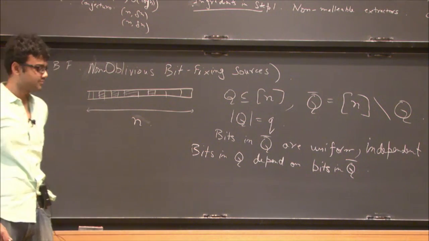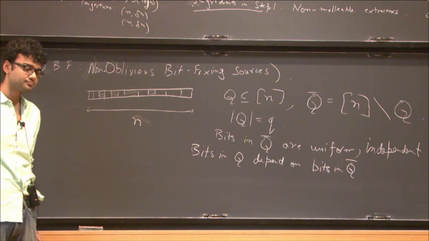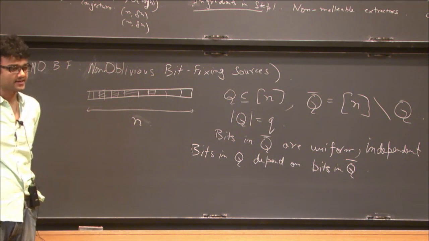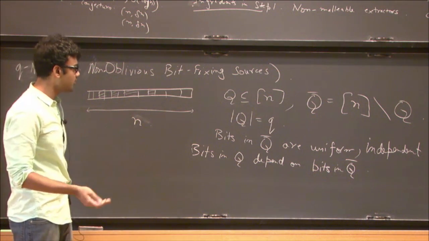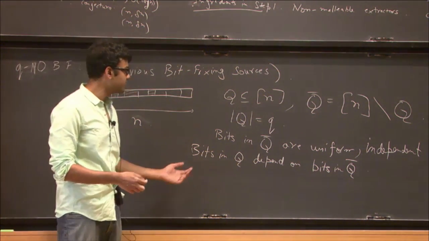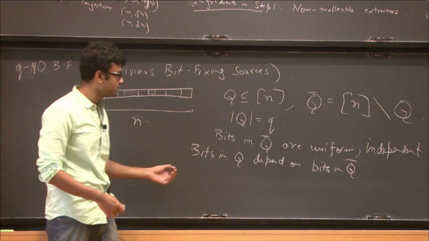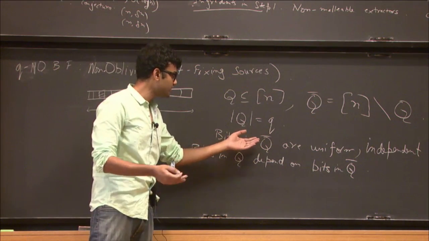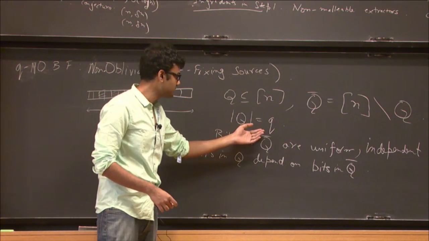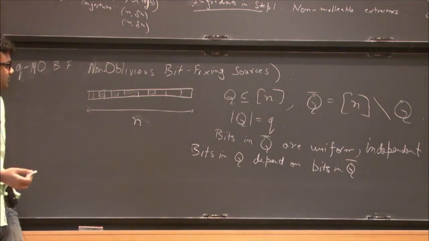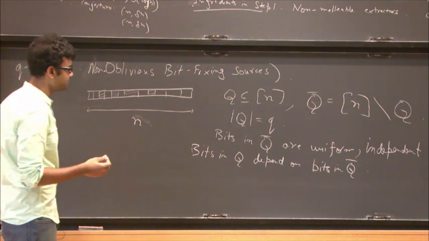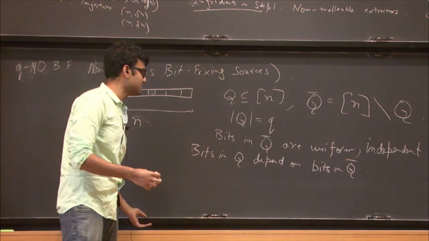It's just that here it's very important that you have some linear structure. Exactly. As Avi pointed out, it's actually impossible to extract from such non-oblivious bit fixing sources for, say, Q to be 0.1n, but we'll get into why that's not possible.